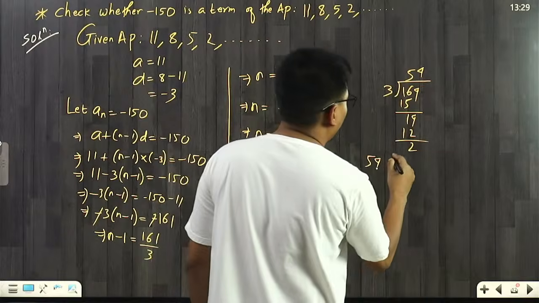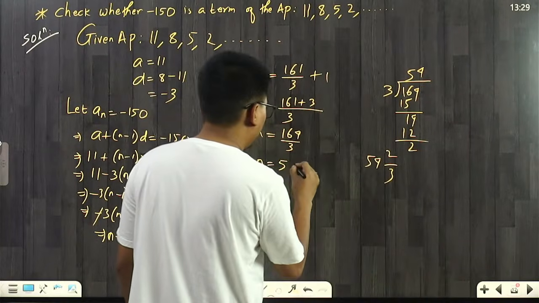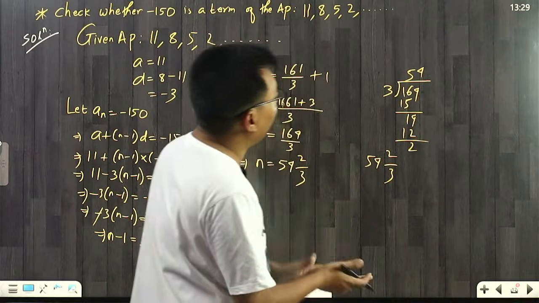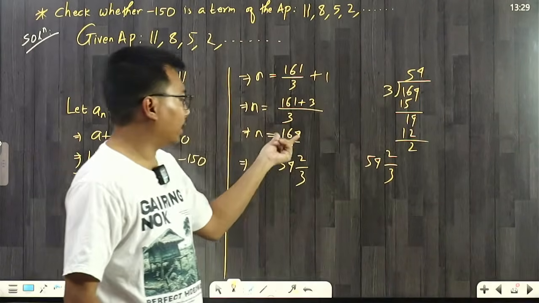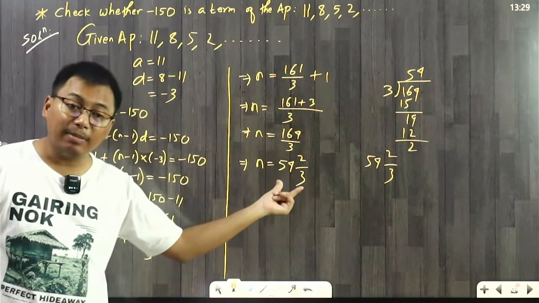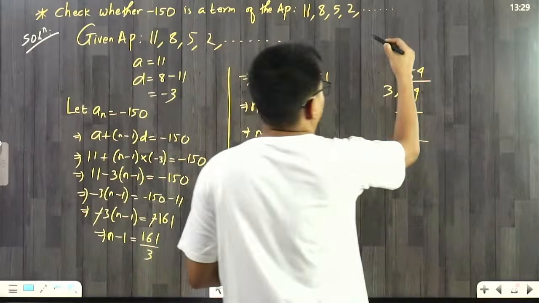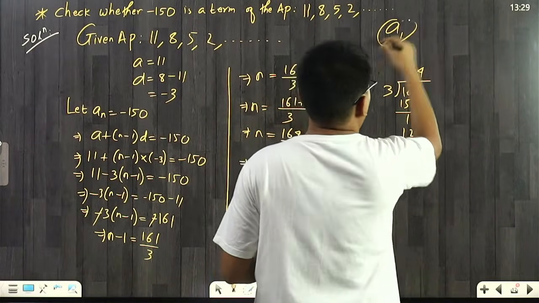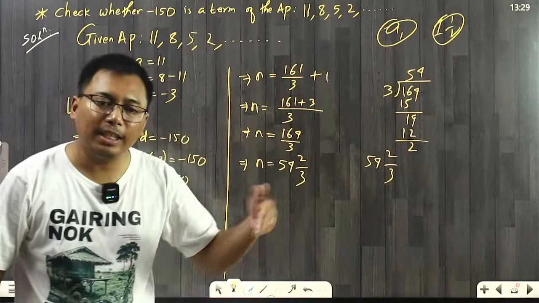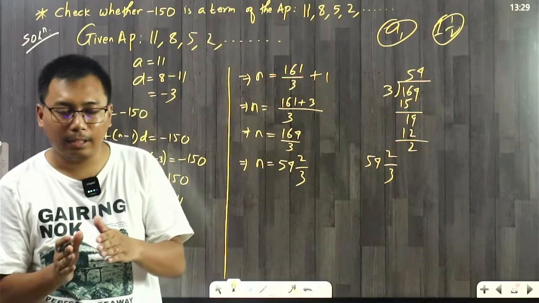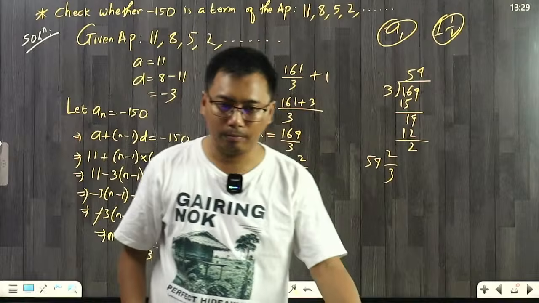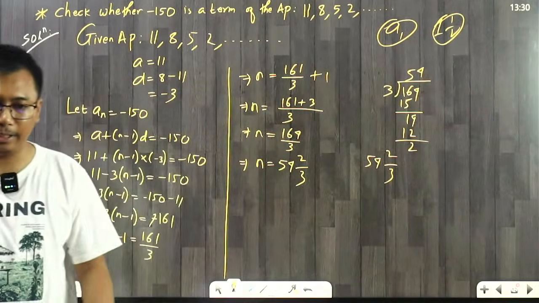So we're getting 54 2 by 3. 164 divided by 3 gives 54 2 by 3. Now, do this kind of terms exist? After A1, which is our first term, will I have a 1.5 term? First term, then 1.5 term, then second term, 2.5 term. No, this kind of terms doesn't exist.